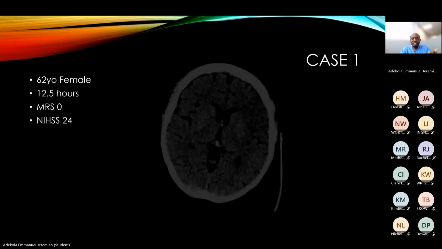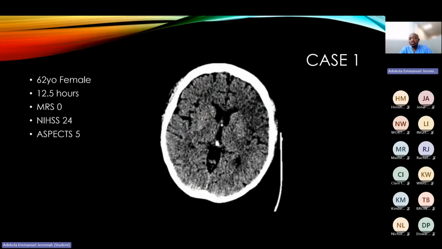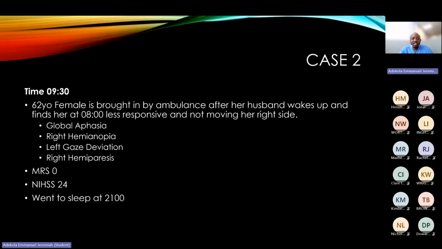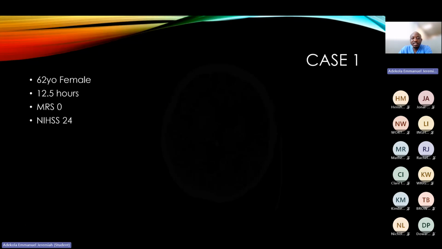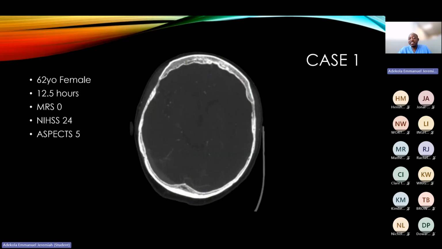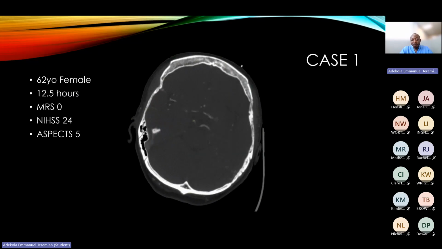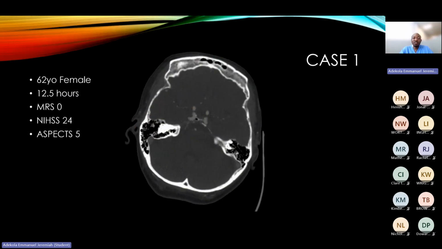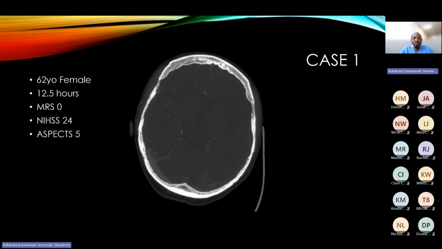Now, she had a CT head, which is showing that she has an early ischemic change in the left MCA. She's 12.5 hours from the last time she was well, with a left MCA early ischemic change, ASPECTS of 5. So this lady wouldn't be for thrombolysis because she's out of the thrombolysis window.